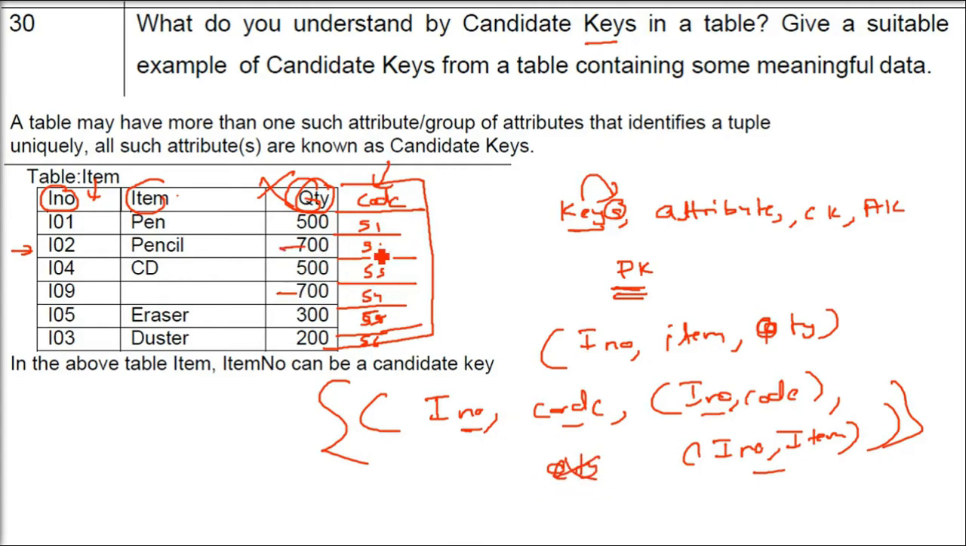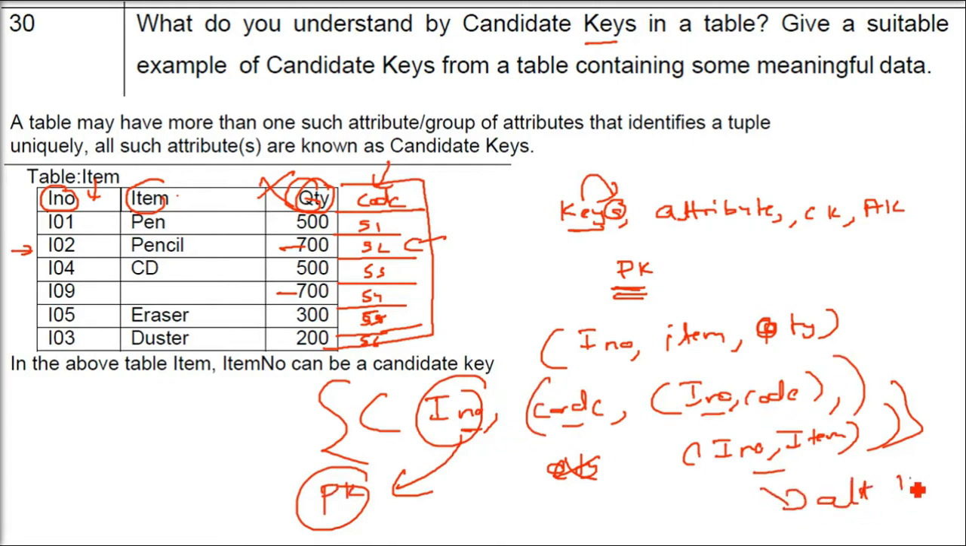Quantity can never be in this list. Why? Quantity can never be a primary key. If you ask for 500, there are 2 records. But for S1, S3, if you get S1, S3 is not repeated anywhere. So if I take item number as the primary key, all others left in the candidate key list are the alternate keys. Okay.